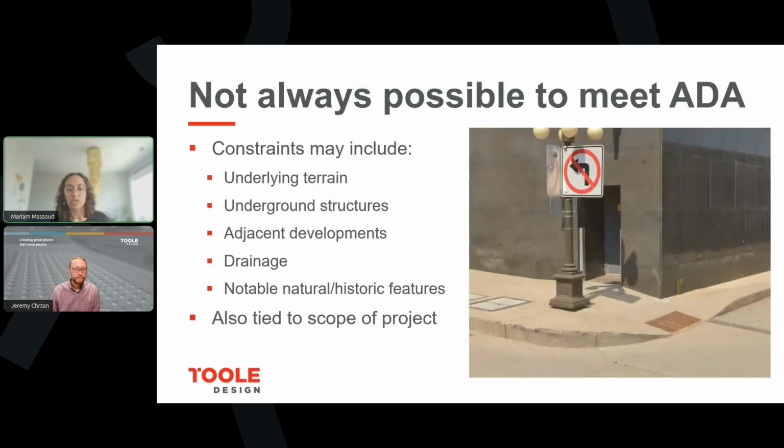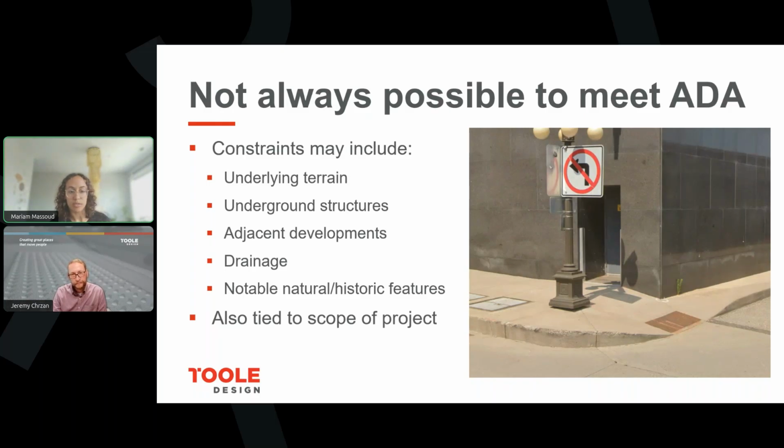Here are some of the possible constraints that might prevent you from fully meeting PROWAG. It could be that the underlying terrain does not really lend itself to the slopes required in PROWAG. There could be underground structures that prevent you from meeting it, or adjacent developments. That's what we're showing in this picture. It's an example from Minnesota. You can see that the door of the building creates this constraint where the sidewalk has to be at that elevation right there. And so then because of how narrow the sidewalk is, the ramp ends up being really steep, steeper than the 8.3% in PROWAG.